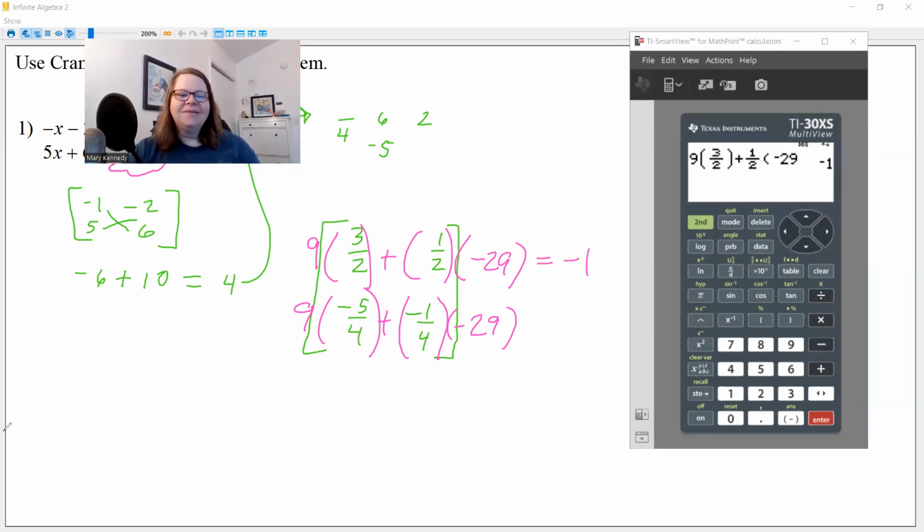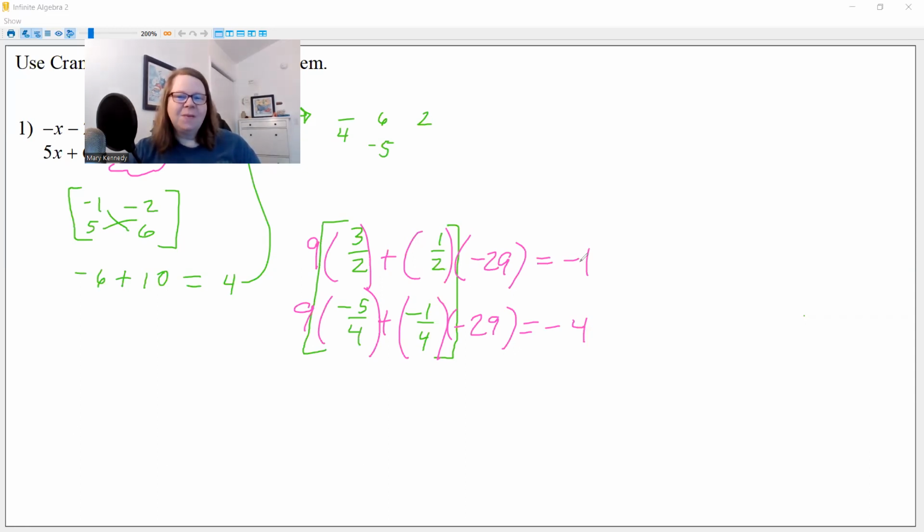All right, and we'll do the same thing for the next one. So 9 times -5/4, and plus negative, oops, I don't want two negatives. -1/4 times -29. Okay, that ends up being -4. And so all of this is -4. How about that? Interesting.